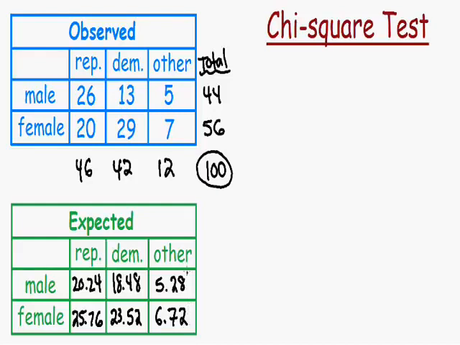So now that we have our expected values and now that we have our observed values, now we can perform our chi-square test to see if the observed values fit the expected values well. And the same steps that you use for a hypothesis test, we're going to use for a chi-square test.